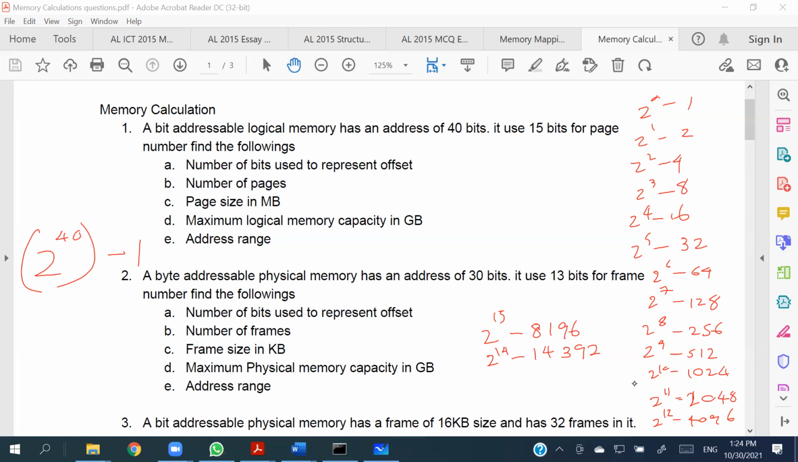Lalindi, you have sent the second one. Let me see. Yes, that is correct. The first one is correct. A part is correct, B part is correct, part C is correct, part D is correct, and part E is correct. Very good. Keep it up.